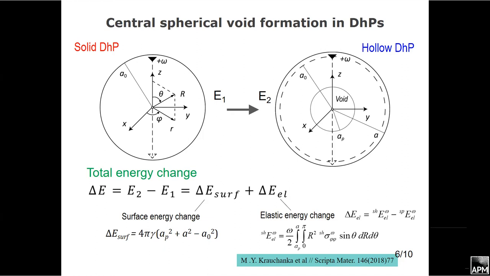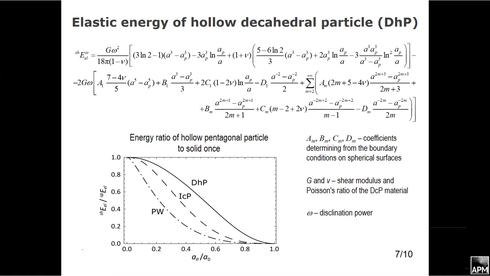The surface energy change can be determined by this expression. Gamma here is the specific surface energy parameter. The elastic energy change of the system can be calculated as the work spent on the creation of this disclination. The elastic energy of a disclination in a spherical shell is represented in terms of a power series with some coefficients defined from the boundary condition on the spherical surface.